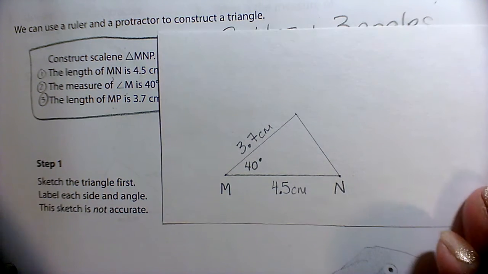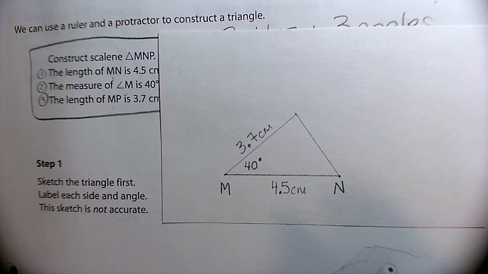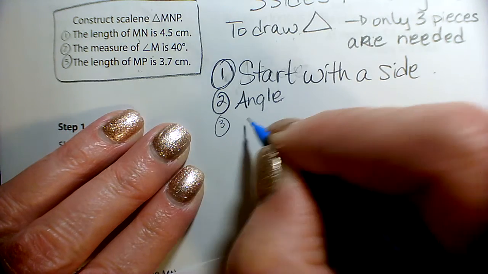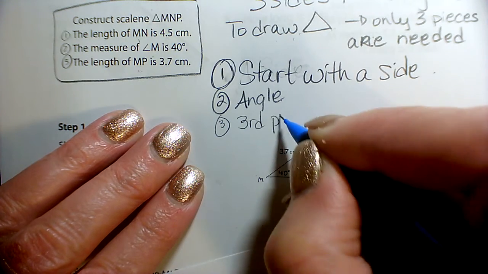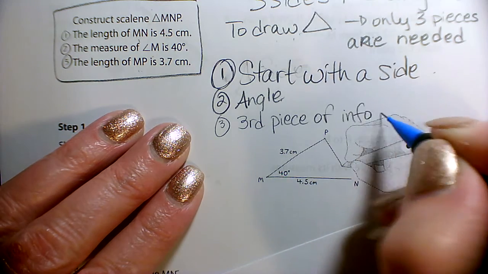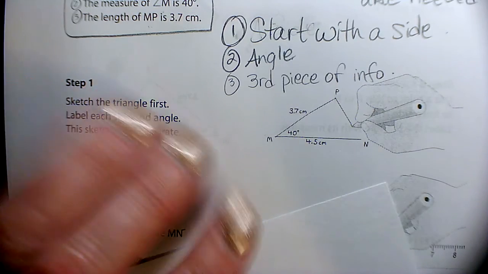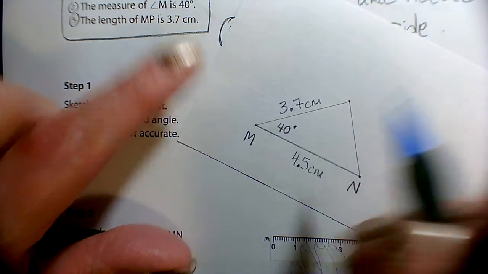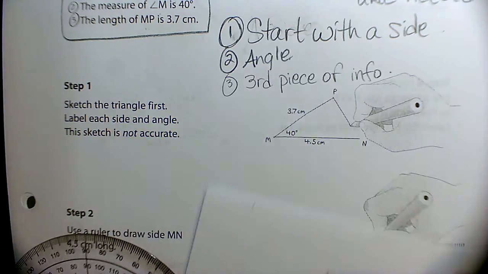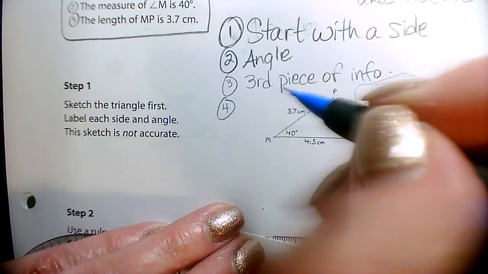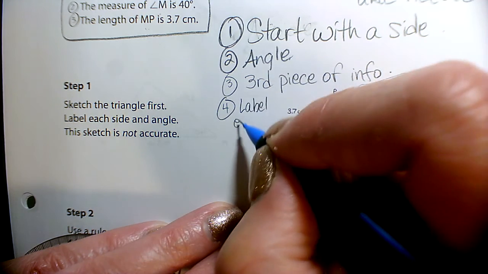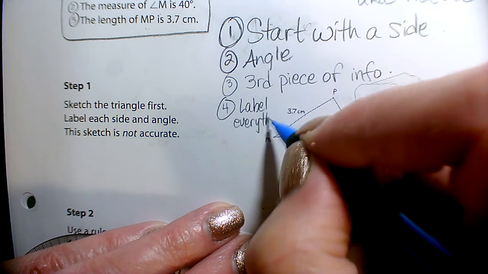And then the last thing that I'm going to do is I'm going to label, right? So I'm going to do an angle, then I'm going to use the 3rd piece of information, right? Which is the MP. I'm going to put a P up there because it goes M to P, 3.7. And then the 4th thing I'm going to do is label everything that's left.